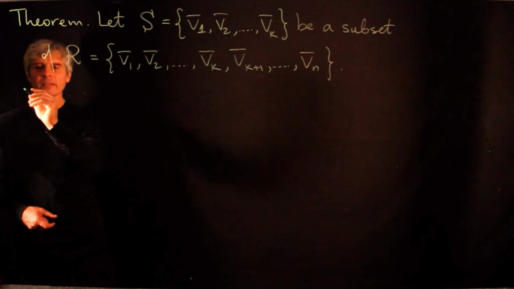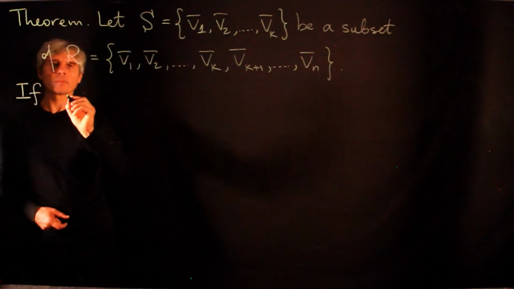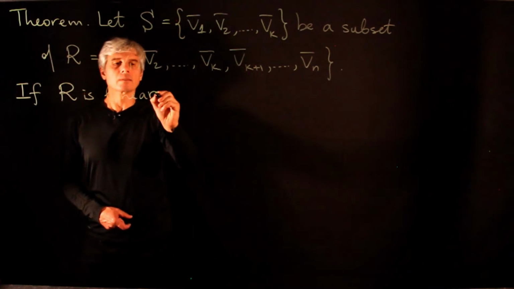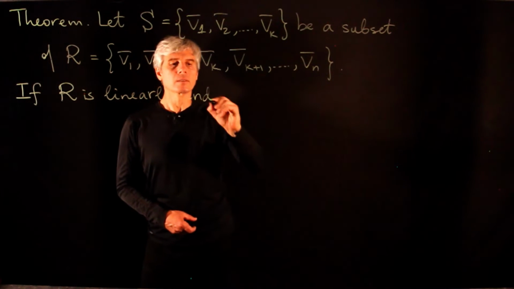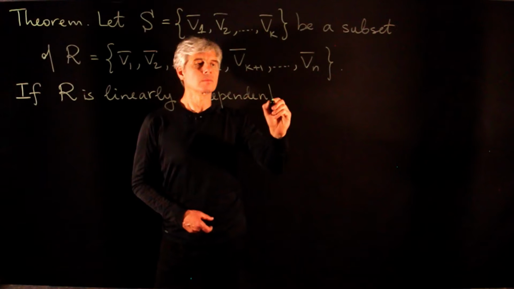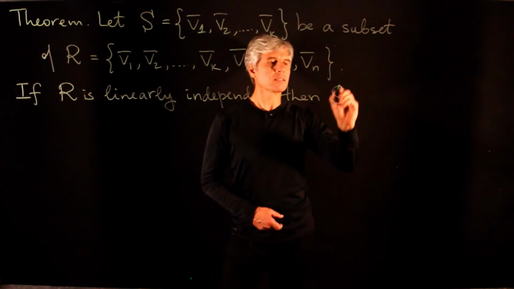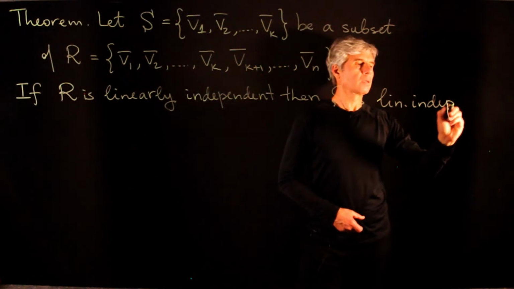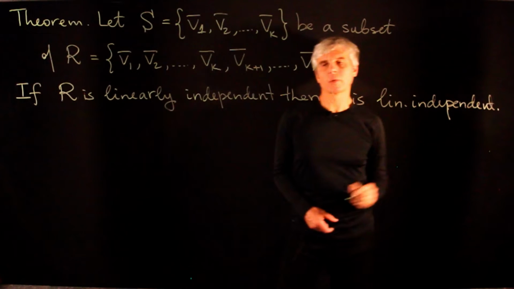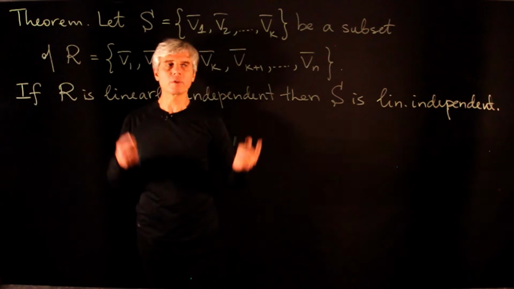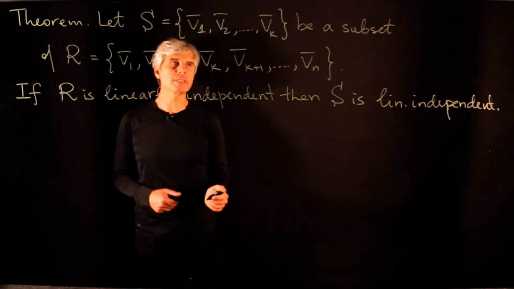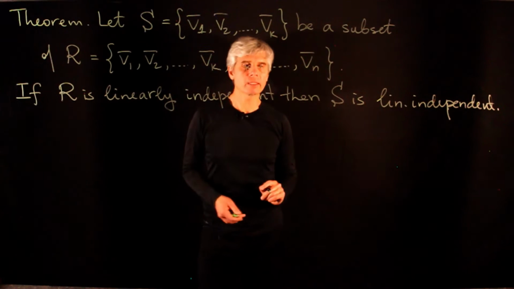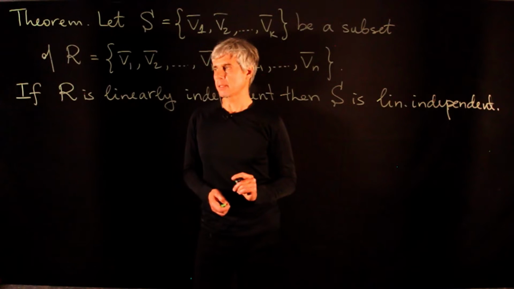So what we say is that if R is linearly independent, then S is linearly independent. In other words, a subset of a linearly independent set is itself linearly independent. So if we have a linearly independent set, then we can take a smaller part of it, and it still is going to be linearly independent.